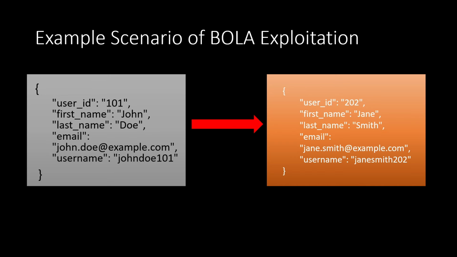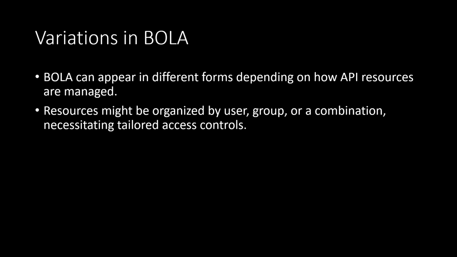In this example, we see that user 101, John Doe, accesses his data through the API. However, if John changes the user ID to 202 and retrieves Jane Smith's data, it shows that the API is vulnerable to BOLA. This occurs because the API fails to properly authorize the request to ensure John can only access his data. BOLA can manifest in various ways based on how API resources are structured.